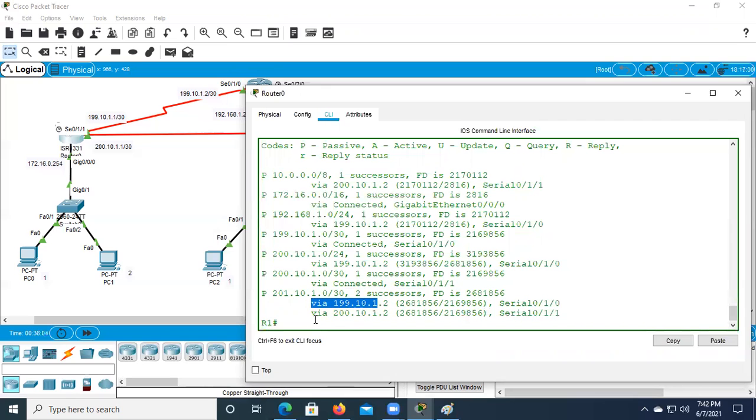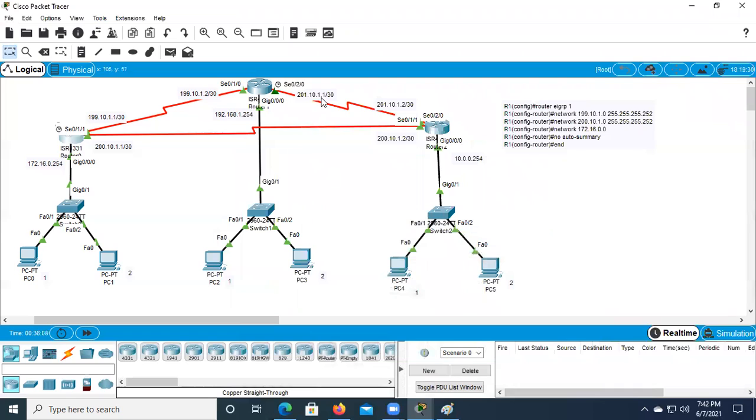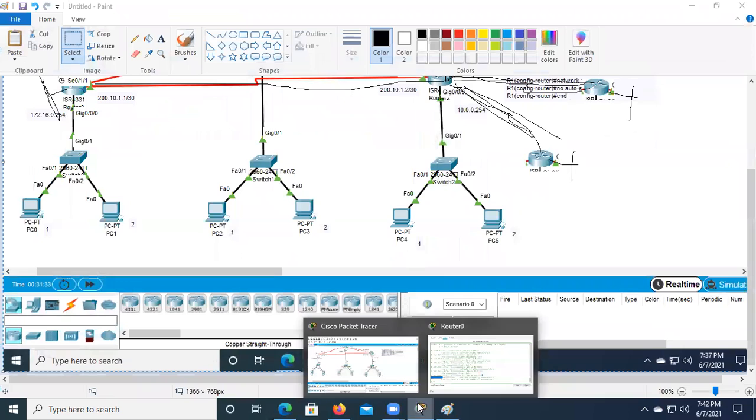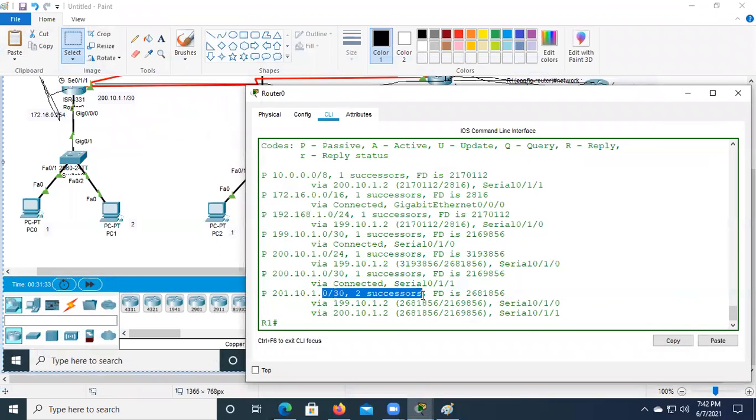So it is doing equal cost load balancing. They have the same bandwidth to reach this network. Don't look at the long WAN serial connection. To reach the network between router 2 and router 3, the 201 network, router 2 and router 3 have the same bandwidth. Since we have the same bandwidth, it is going to maintain 2 successors. They have the same FD value. That is the main thing: the FD value will always be greater than the AD value.